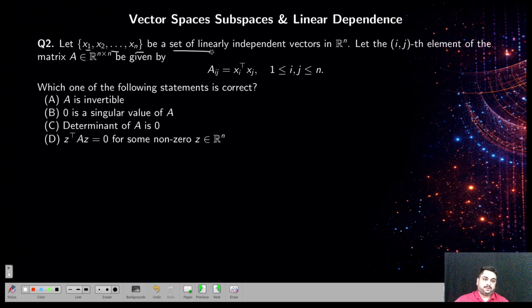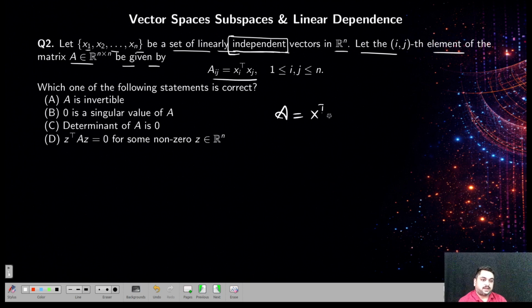Let x1, x2 up to xn be a set of linearly independent vectors. Okay, linearly independent. This is important. You should understand what linearly independent means. Let the i, jth element of the matrix A be given by this. Which one of the following statements is correct? So they are saying A of ij equals xi transpose into xj. So basically the matrix A is formed using x transpose into x, where x is this vector, and all the columns of these vectors are linearly independent. That means it has full rank. All are linearly independent means the rank is full.